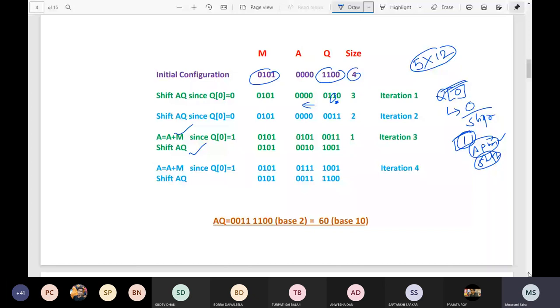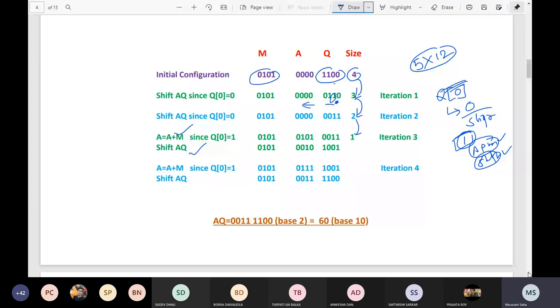And for each iteration, you decrement the size. When the size is 0, at that moment you will stop. So you can see that it is 0. So it is a left shift at that moment. Sorry, right shift. This is not the left shift, this is the right shift, sorry.